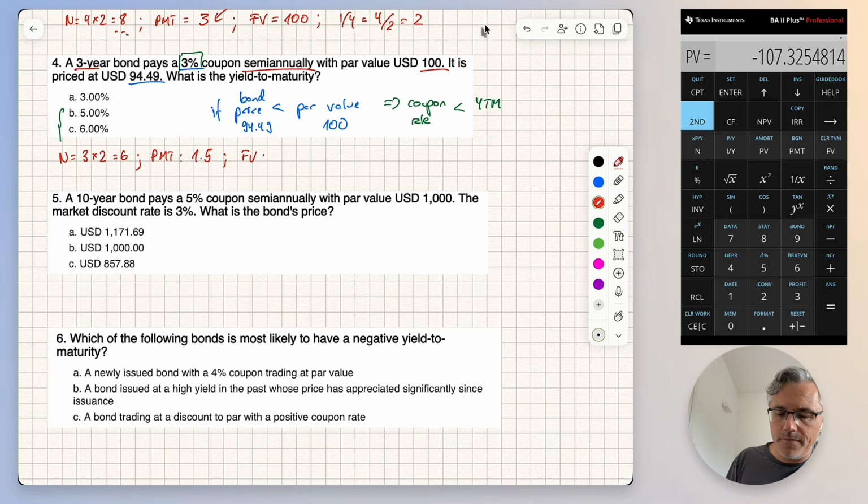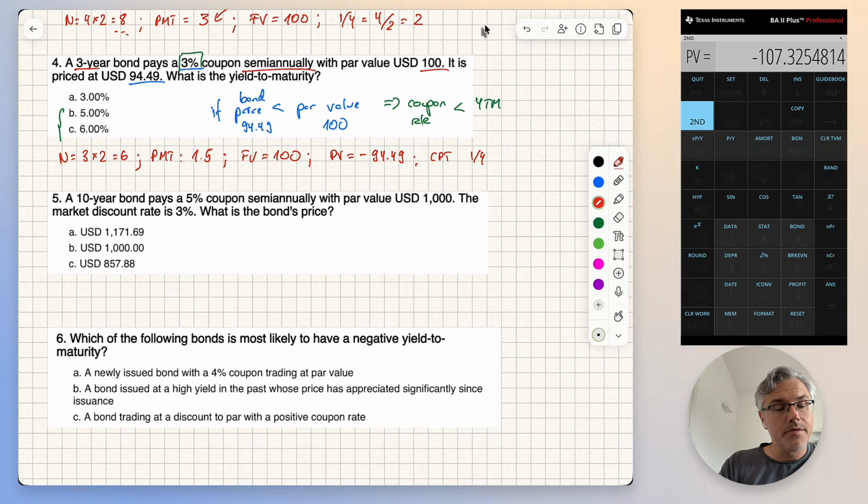Then for FV, we're going with 100. That's the par value. And the price is 94.49, so that's our PV. Please make this the opposite sign to your FV and your PMT. Otherwise, if you don't, make this negative, your calculator will get confused, and we will be solving for I over Y, won't we?